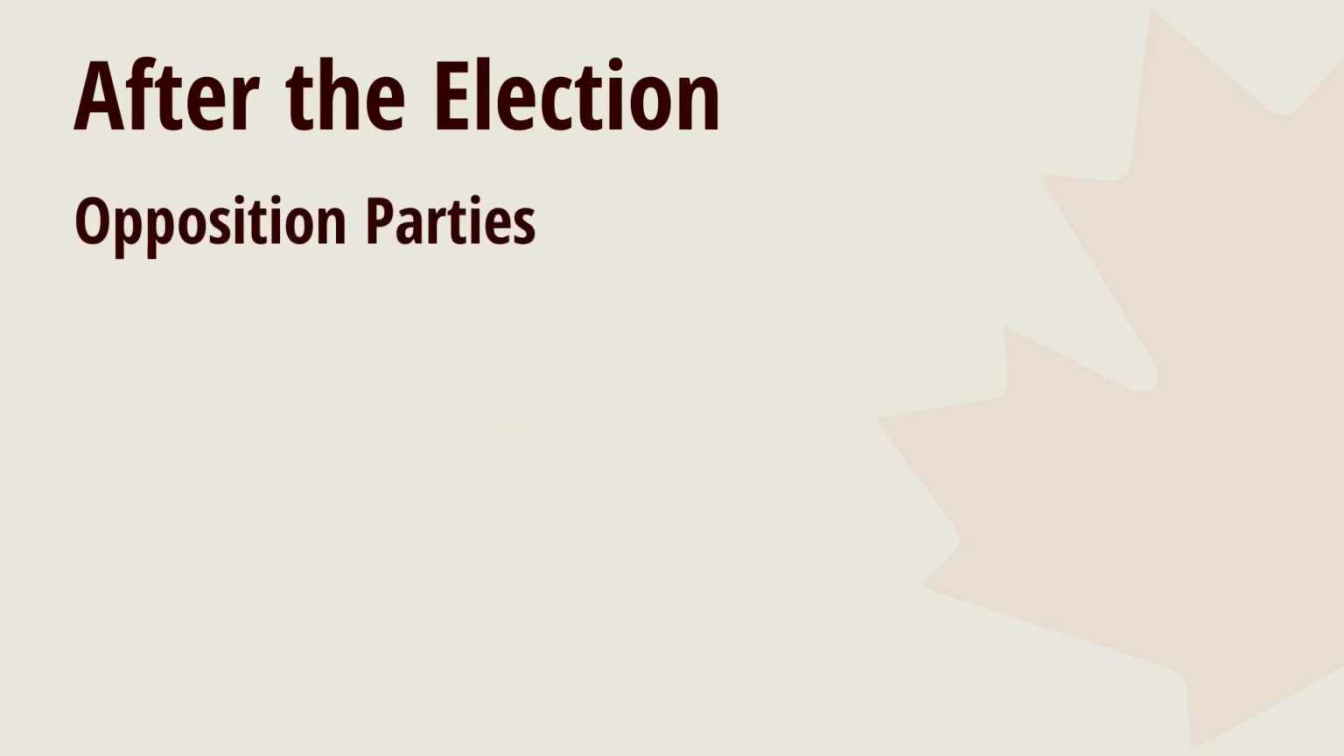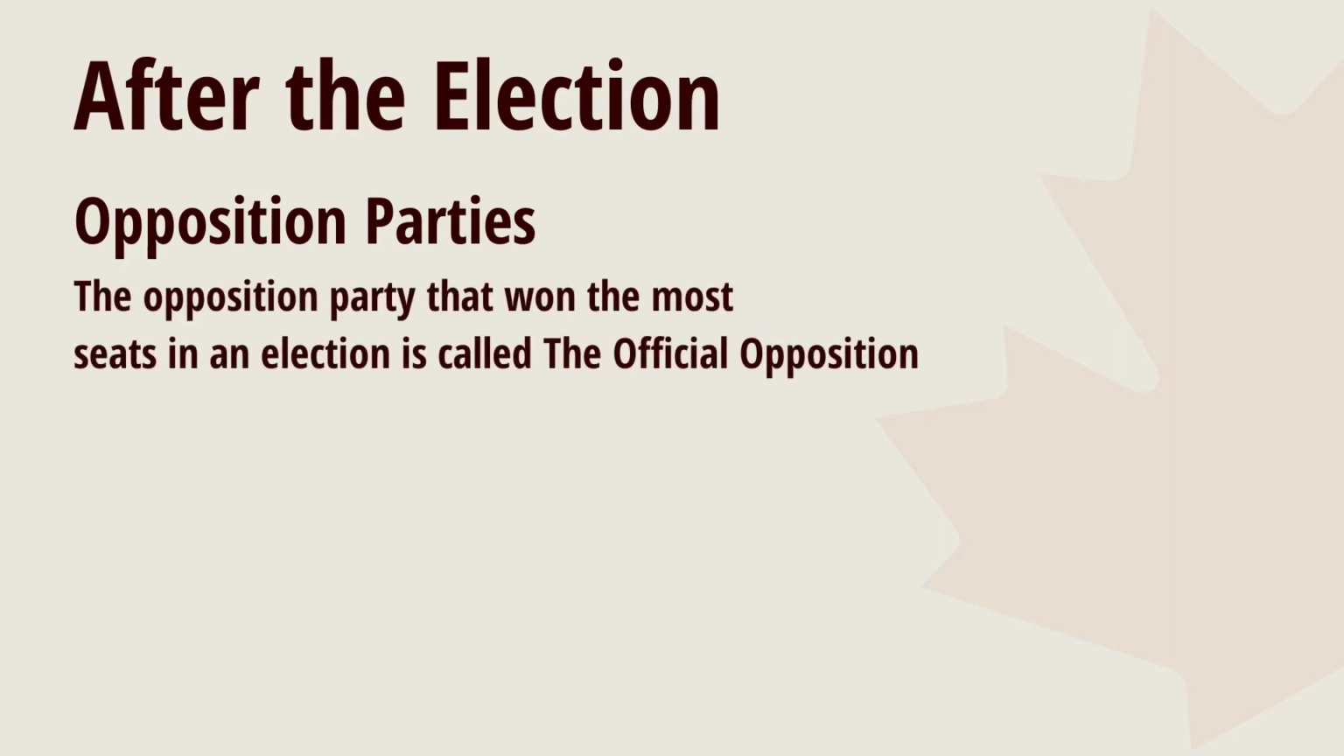The other political parties that are not in power are called opposition parties. The opposition party with the most members that won seats in the election is called the official opposition.